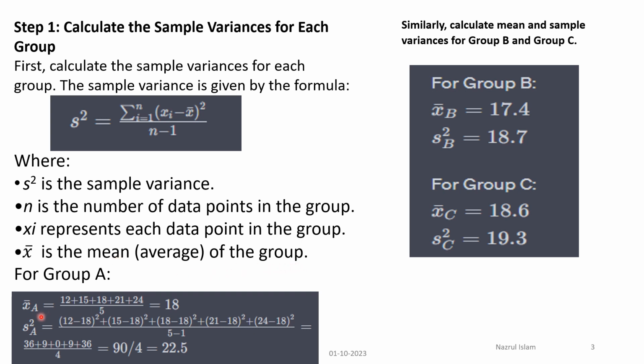So for group A, the mean value is 18 and variance is 22.5. Similarly, we calculate mean and sample variances for group B and C. For group B, the variance is 18.7. For group C, the variance is 19.3.